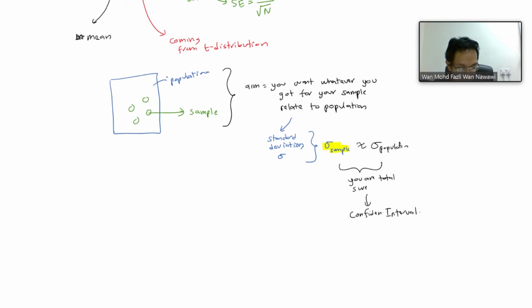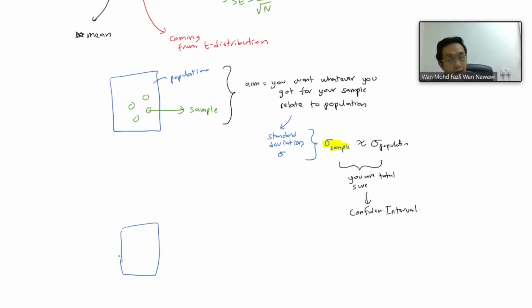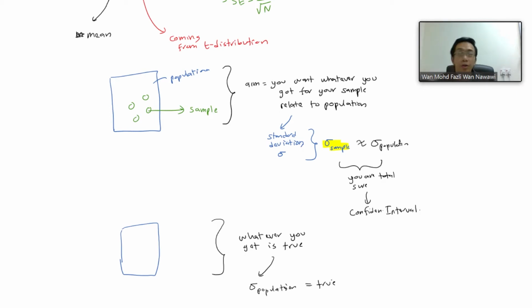But if you have a population alone, let's say the entire population of Malaysia, and you can count every single individual in Malaysia, then whatever you get is true already because you have taken everybody into account. So in this case, your sigma, the standard deviation of the population, is basically true because you already considered everybody.